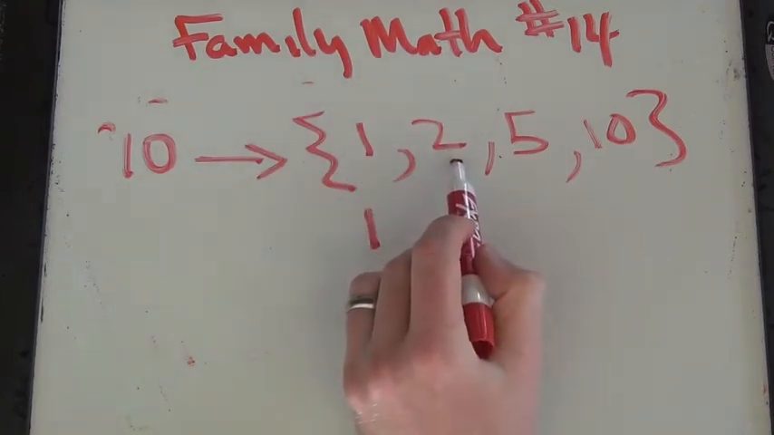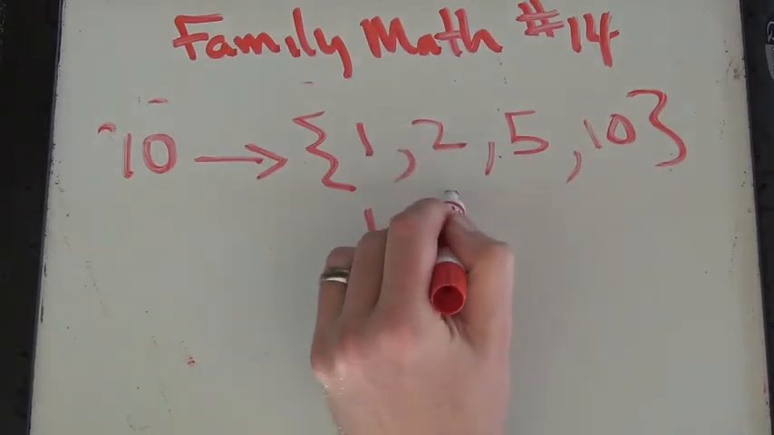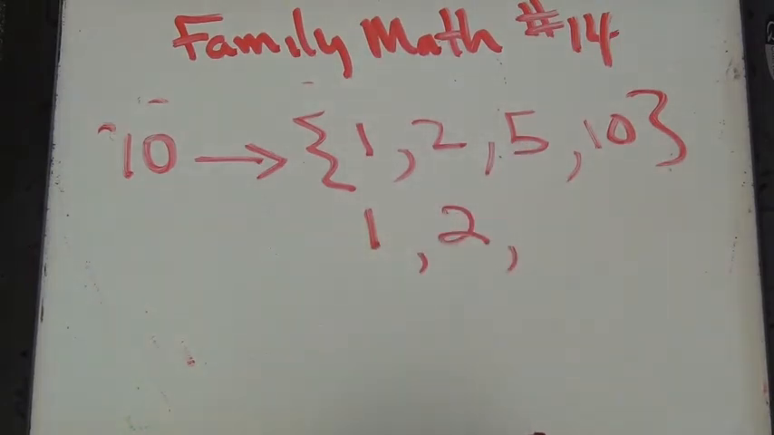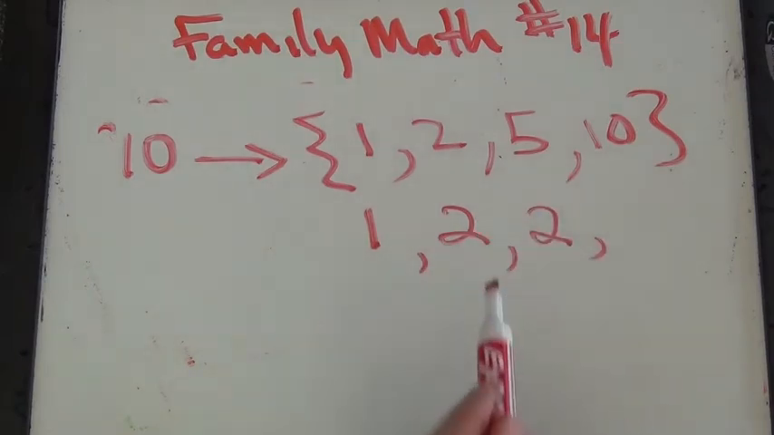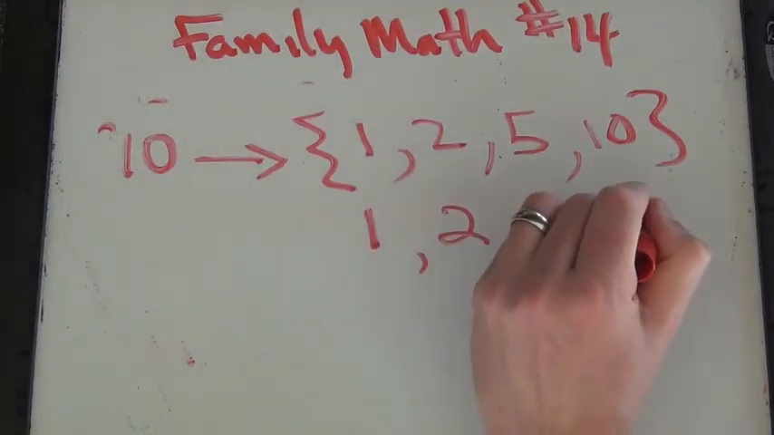How many numbers divide into 2? 2 numbers? Yeah, 1 and 2 divide into 2. So there's 2 numbers that divide into 2. What numbers divide into 5? Only 2 numbers. 1 and 5, right? So that's 2 numbers. Now, here's the thing. How many numbers divide into 10? We wrote them down, right? 4 numbers. So 4 numbers divide into 10.